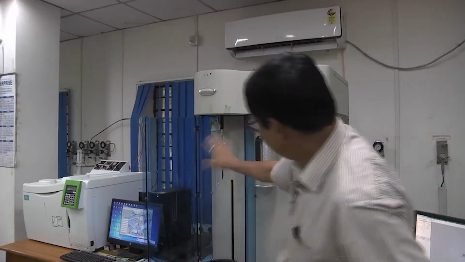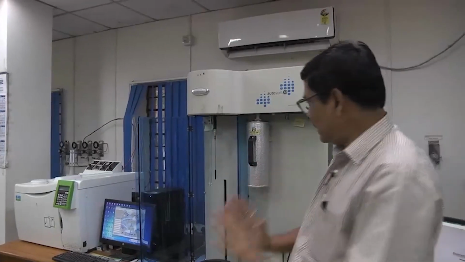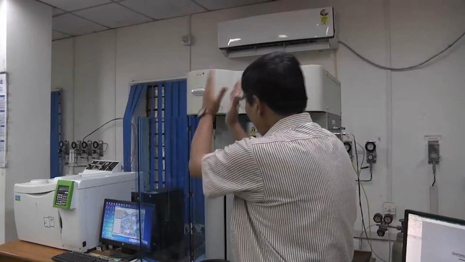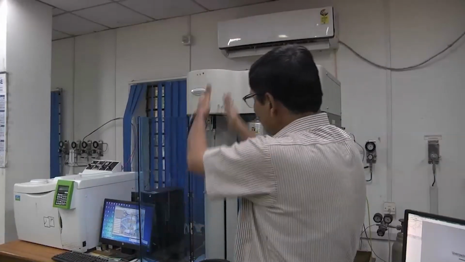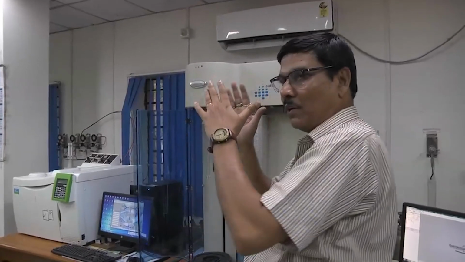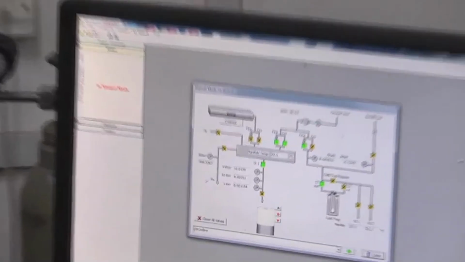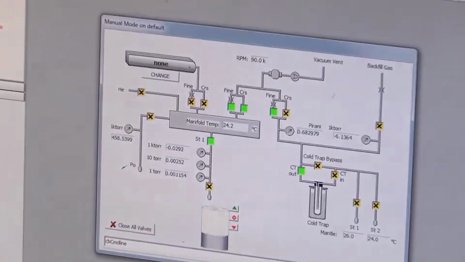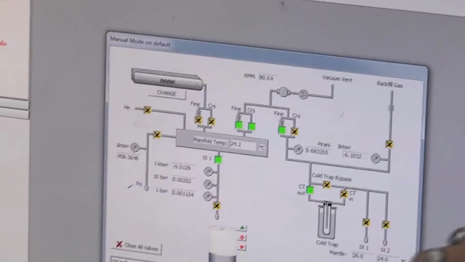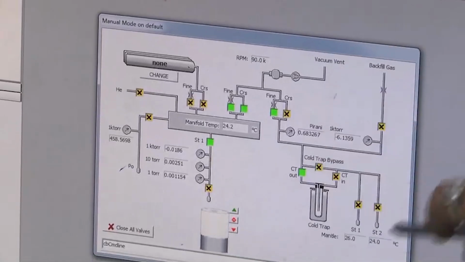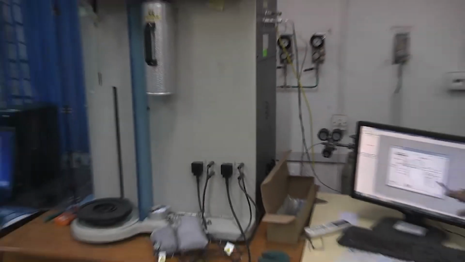Now, this is the complete section. After degassing, we have put the sample into the sample analysis station. This is called the analysis station. Okay. Now, see this particular section, this is the degassing section, and this is the cold trap.